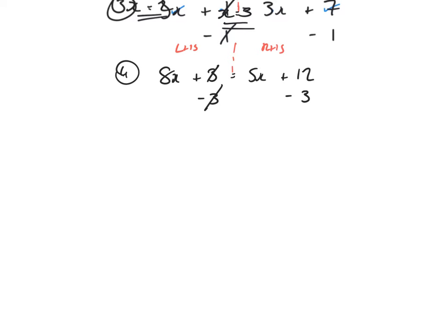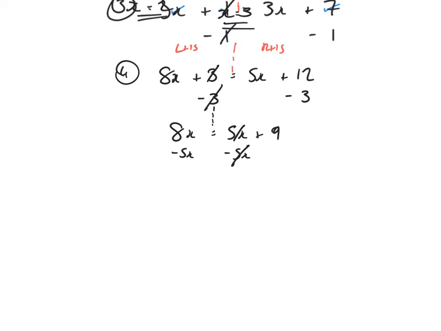Then it's a case of saying what's left. Well, what's left on this side is 8x. And what's left on this side? Well, on this side I've still got 5x, and then I've got 12 take away 3 is 9, so I'm left with 5x plus 9. Okay, let's repeat the process again. Letter terms to the left, number terms to the right. 8x is okay, but 5x is a letter term, and that shouldn't be on the right hand side, so I need to get rid of it from both sides.